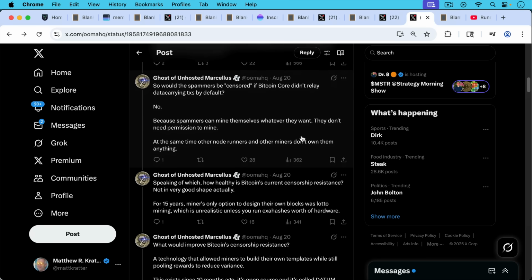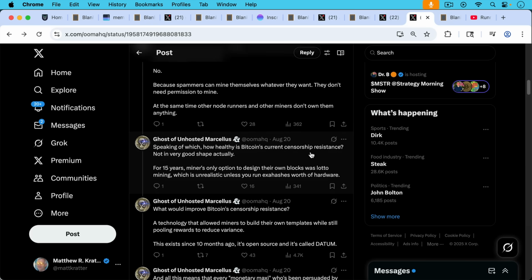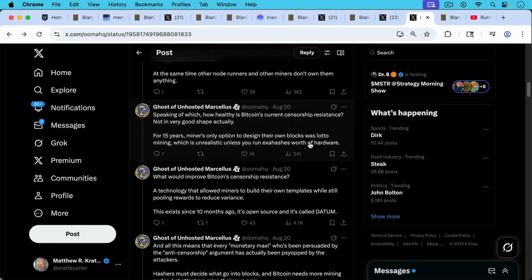Speaking of which, how healthy is Bitcoin's current censorship resistance? Not in very good shape, actually. For 15 years, miners' only option to design their own blocks was lotto mining. And the importance of designing your own blocks is it means you get to decide what transactions go into a block and what transactions don't go into a block. That's where the real censorship can take place. Lotto mining is unrealistic unless you run exahashes worth of hardware. What would improve Bitcoin censorship resistance that Adam seems concerned about here?